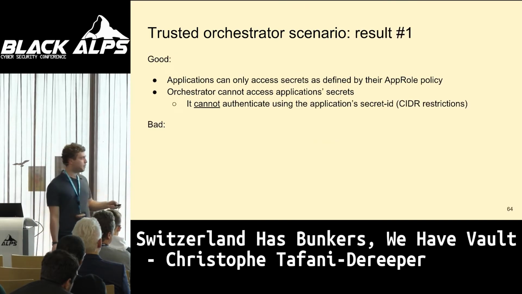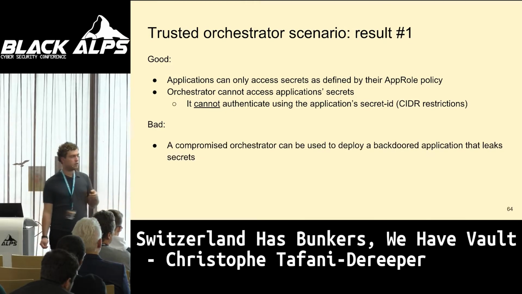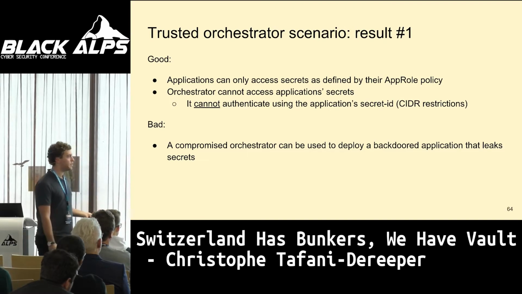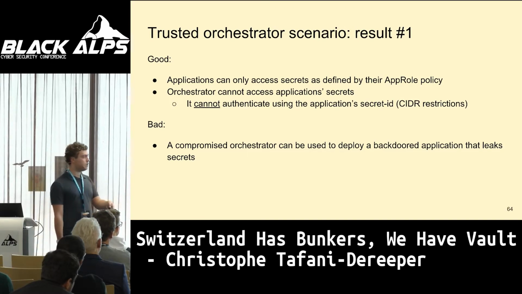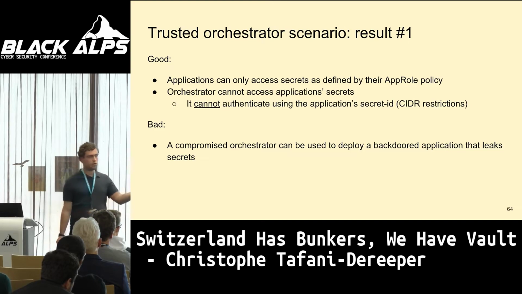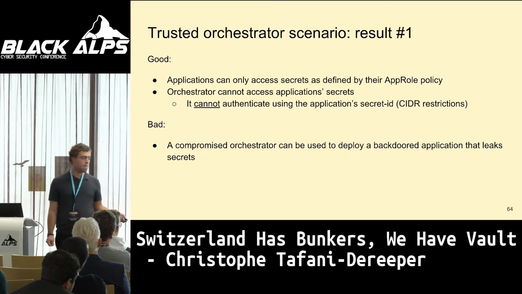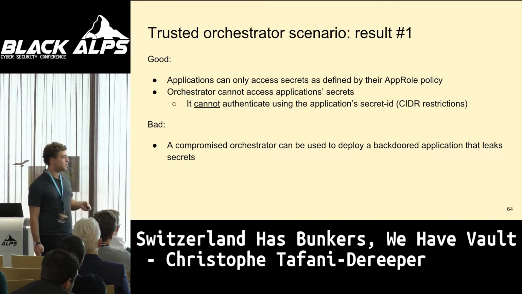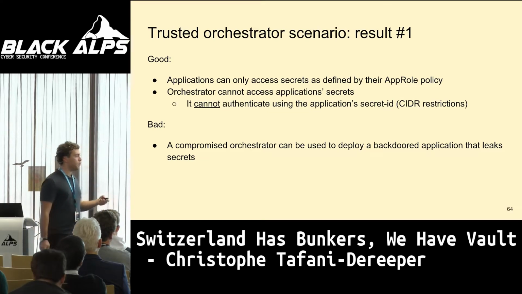But we still have something bad, which is that if we compromise the orchestrator, we can deploy basically a backdoored application, right? We can just say, hey, I want to deploy an application which is going to authenticate to Vault because it's in the app subnet, and then it's going to leak the secrets on Pastebin. So maybe we can do better.